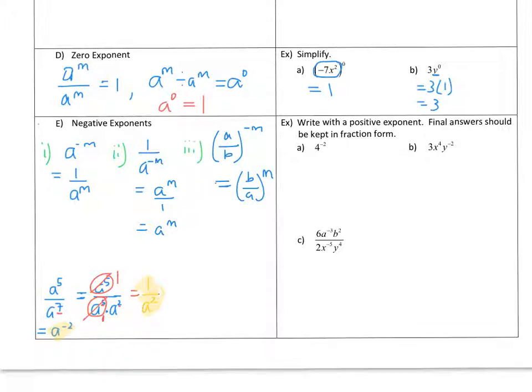Okay, write with a positive exponent. Final answers should be kept in fraction form. We've got some examples here. So the negative exponent rule says that I could rewrite that as 1 over 4 to the positive 2, which would be 1 over, and then 4 squared is a 16.